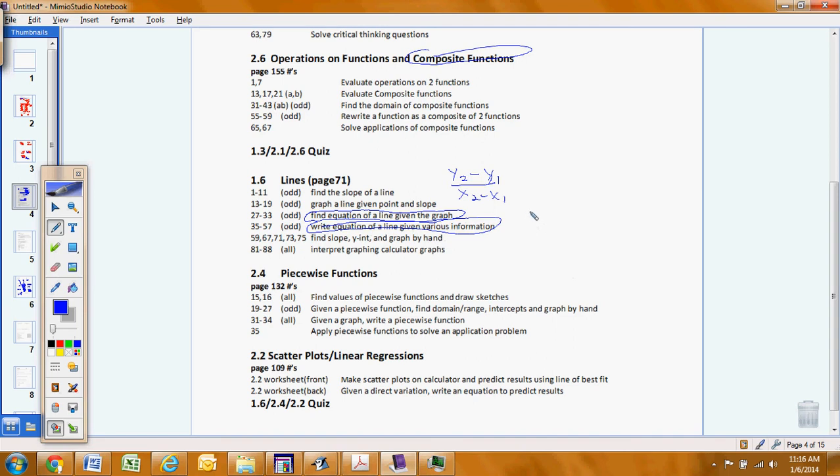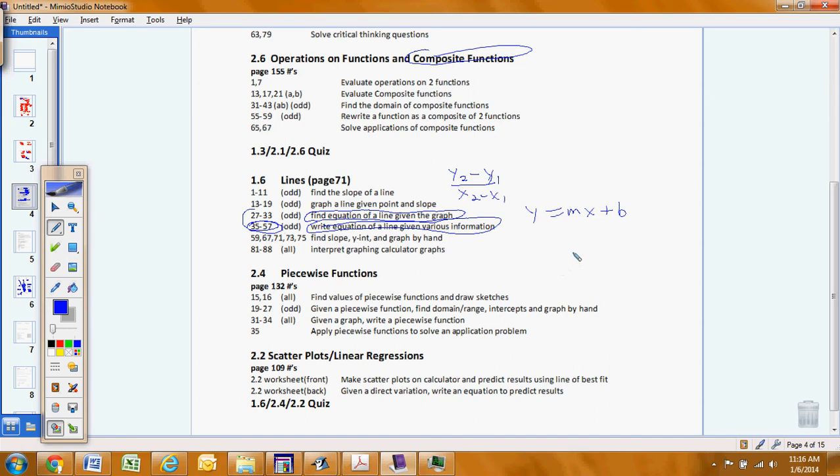The way we did it is y equals mx plus b. For any one of these, you first need to find m, and then you need to find b. There are different ways to find m, or to find the slope. You can look at those problems. I would definitely do some of these problems from these sections, especially 35 through 57 right through here.